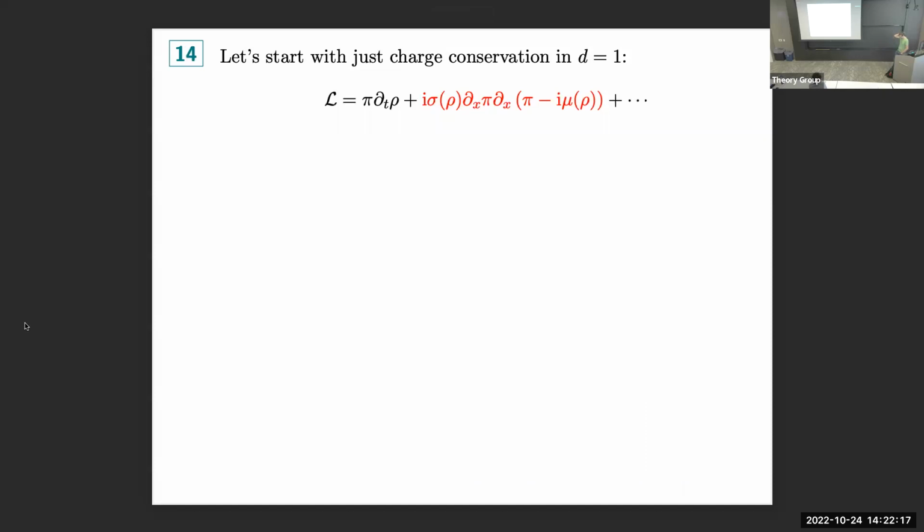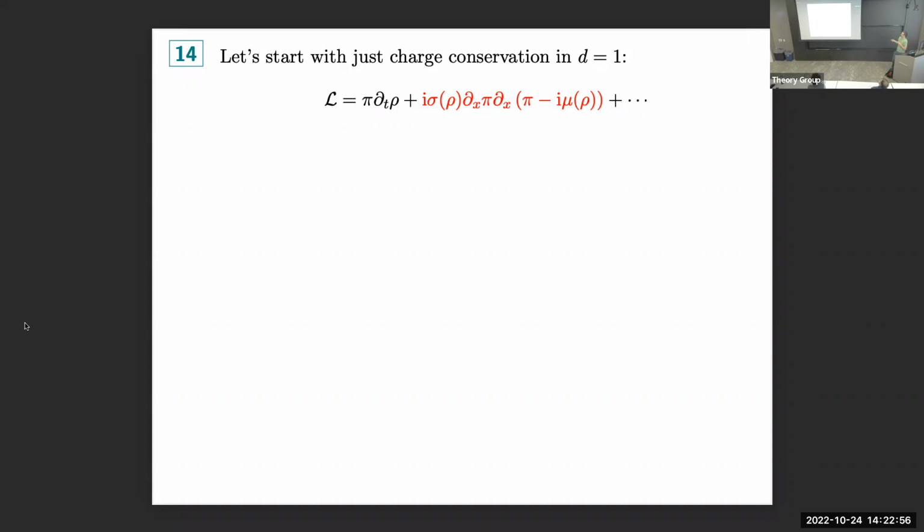Anyway, let me just highlight a little bit of how it works, but then I want to get to the last example as well. If you have, for example, charge conservation in one spatial dimension, then the Lagrangian that you write down will be this pi dt rho term. And if you demand time reversal symmetry and charge conservation, the only term you can write down at leading order will be this one with dx pi and dx pi minus I mu. The pi and pi minus I mu flip under time reversal. So that's why you need to have this structure.